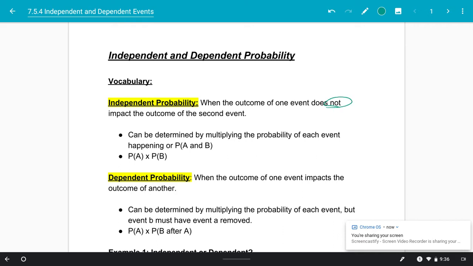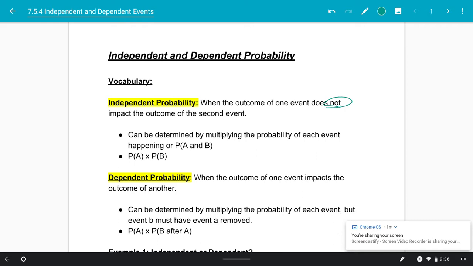So, that keyword: not. This would be the same as saying, if I were to roll a die or flip a coin, what I get when I roll the die should not have any impact on what I get when I flip the coin. Likewise, what I get if I flip the coin first would not affect what I get when I roll the die. So those two things would be considered independent of each other because they're not going to have any impact on the outcome of the second event.